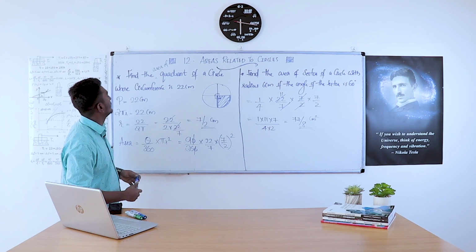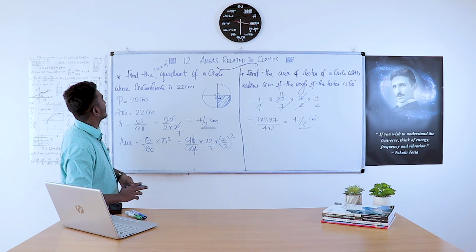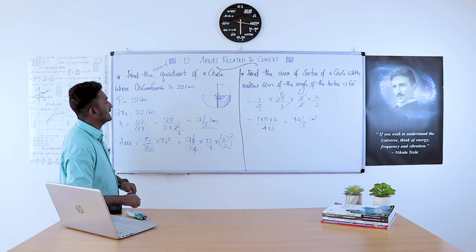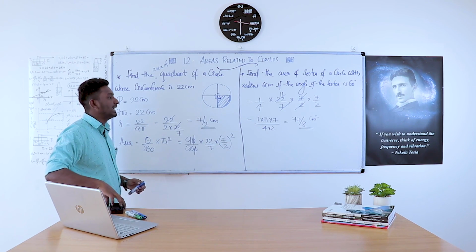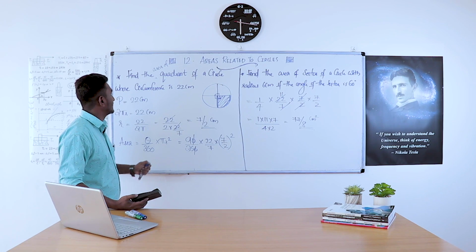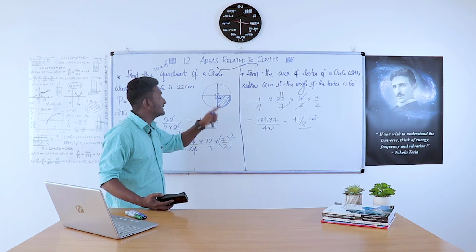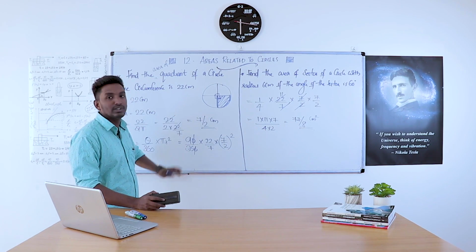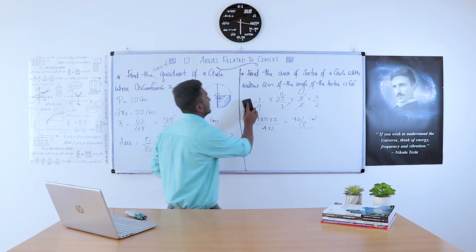So, find the area of the quadrant of a circle whose circumference is 22 centimeter. And what is the area? 77 by 8 centimeter square. So quadrant means the circle is divided into 4. Each angle is 90 degrees, so theta is 90 degrees. We need to find the area of that sector.